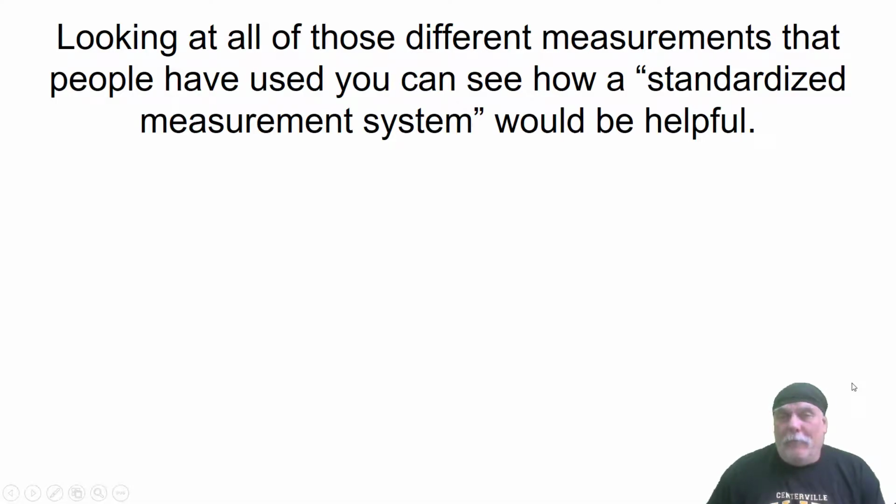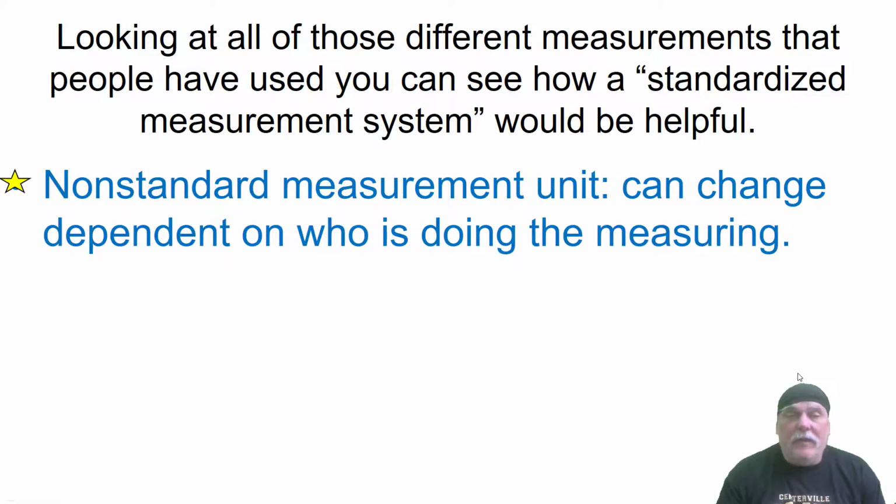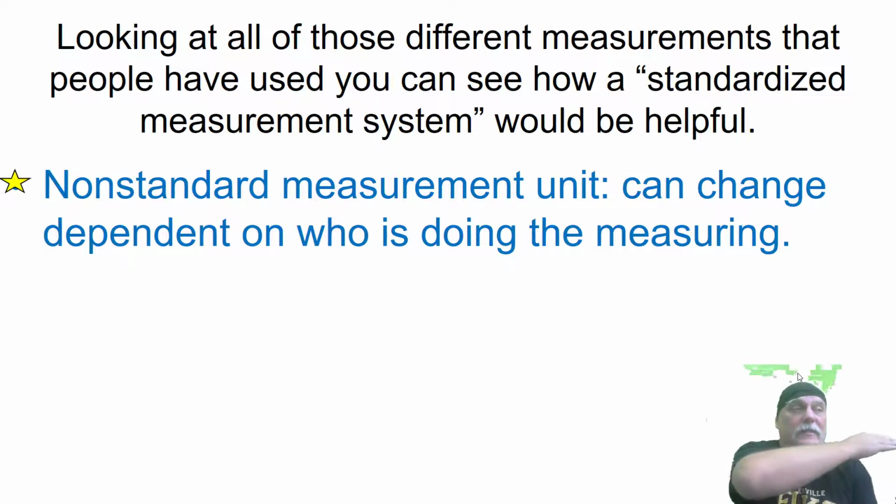Now, looking at all those different measurement units that people have used over time, you can see how a standardized measurement system would be useful for us to decide on. Non-standard measurements can be very, very confusing. They can change depending on who is doing the measurement. An example of that would be the cubit, that distance from your elbow to your fingertip. That would be an example of a non-standard measurement that would change depending on whose cubit you're using.